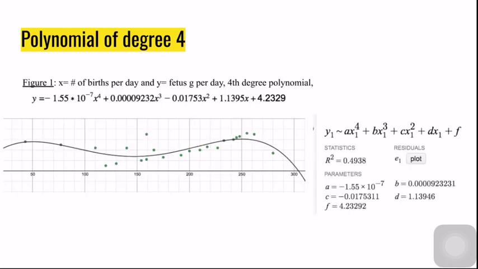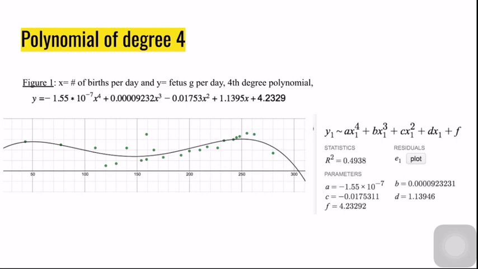In Figure 1 for the polynomial of the fourth degree, x is still represented as the number of births per day and y is still represented as the grams of the fetus per day. For the y-intercept function, y equals negative 1.5 times 10 to the negative 7th x to the fourth power plus 0.00009232 x to the third power minus 0.01753 x squared plus 1.1395 x plus 4.2329. The r-squared value here is 0.4938.